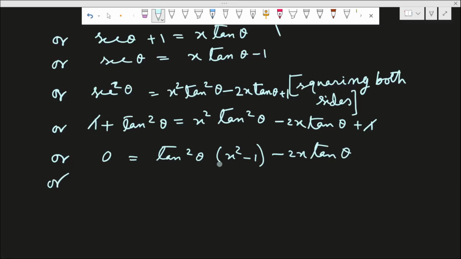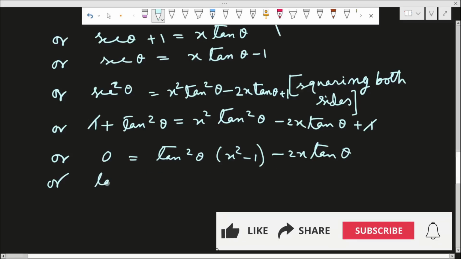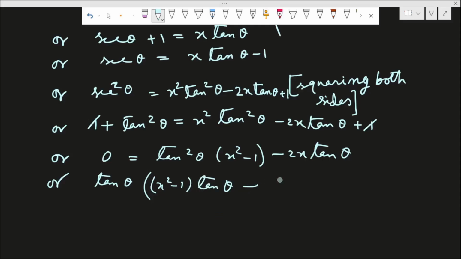Now writing right hand side expression to the left and then taking the common tan theta out, so tan theta into x square minus 1, tan theta minus 2x, that is equal to 0. There are two factors in the left hand side. So either one is 0 or both 0.